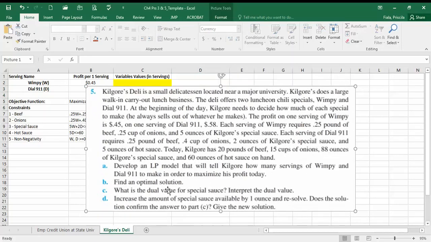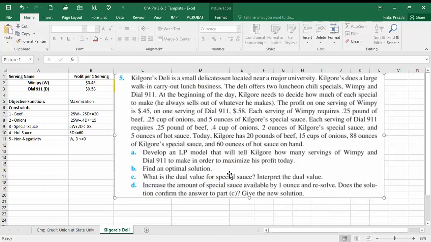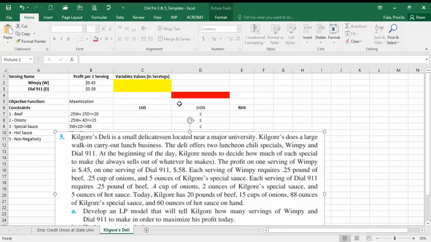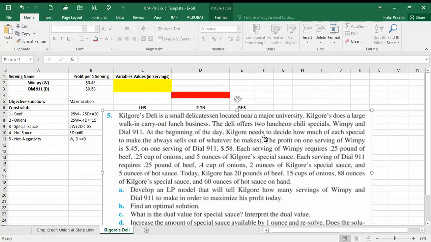And then when we have completed that, we're going to talk about the dual value for the special sauce, constraint 3, and we're going to give an interpretation. And then in part D, we're going to increase the amount of special sauce by 1. It is at 88 right now. We're going to increase that to 89. We're going to resolve and see if it confirms part C, because if you remember, the dual value tells us that for every unit you increase on the right hand side, you're going to increase that amount on the optimal value, or decrease. Therefore, we're going to increase by one, solve again, and see if it gives us exactly the difference that the dual value told us.